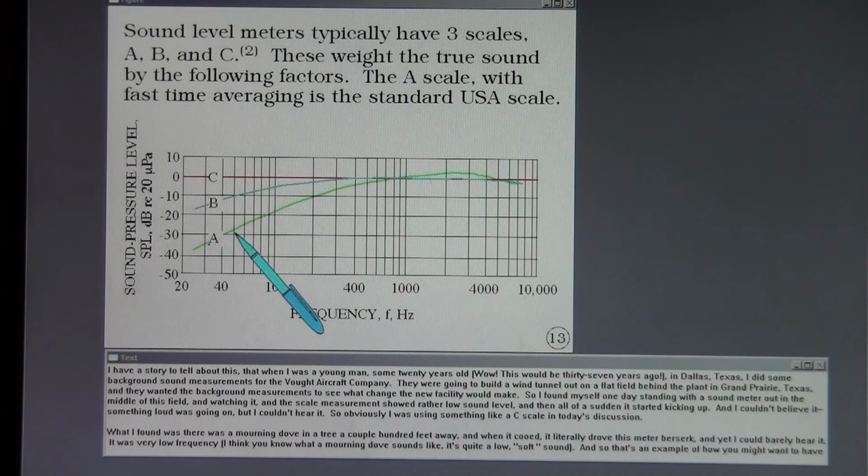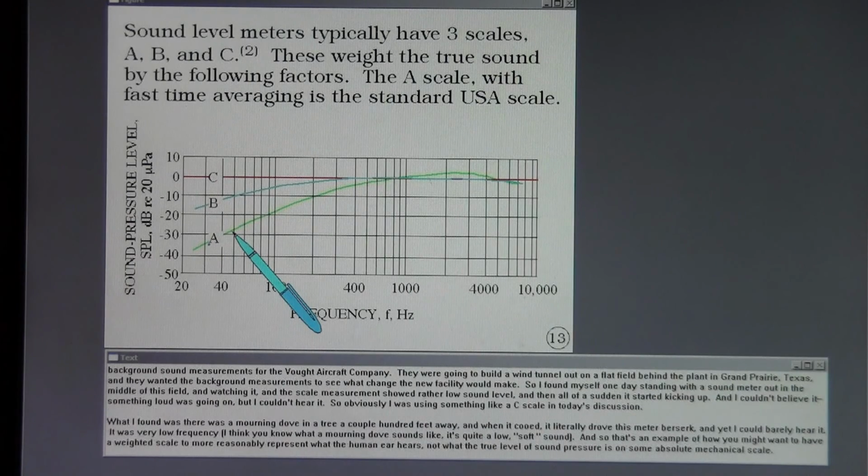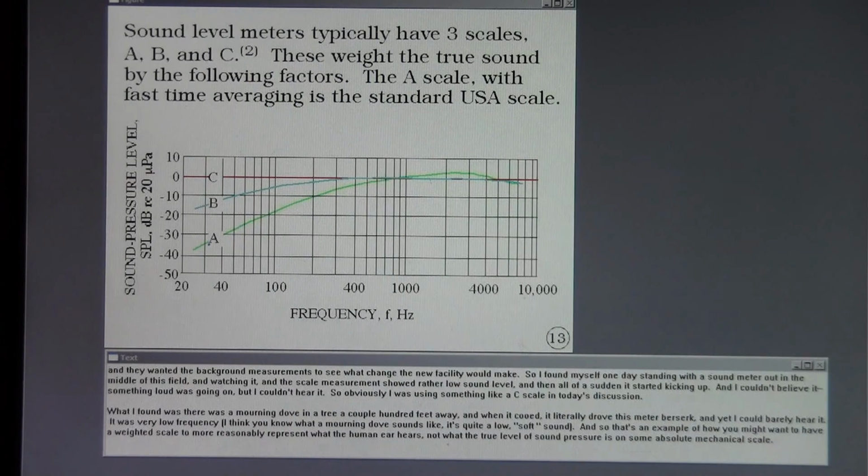So I found myself one day standing with a sound meter out in the middle of this field and watching it, and the measurement showed rather low sound level, and then all of a sudden it started kicking up. And I couldn't believe it. Quite a lot, something loud was going on, but I couldn't hear it. So obviously I was using something like a C scale in today's discussion.